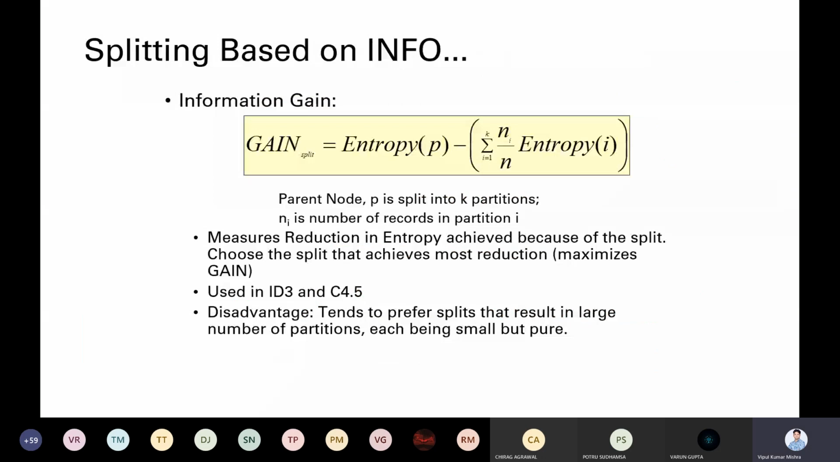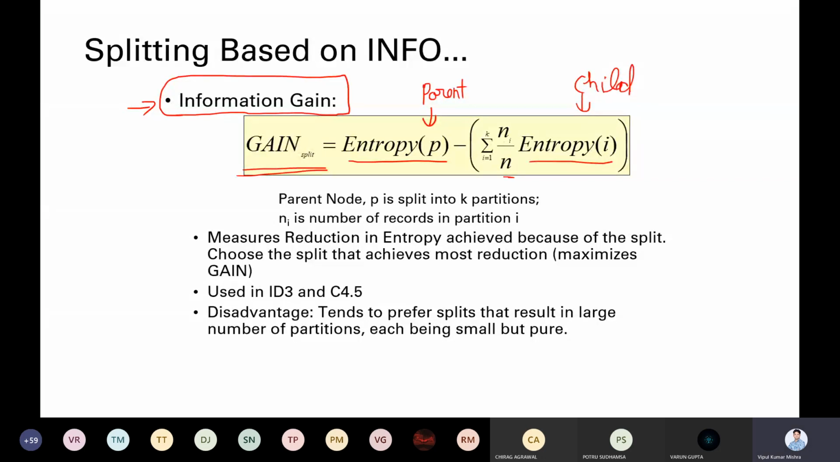Okay. So now in case of entropy, how do you compute information gain? You have to compute information gain from individual nodes, and that decides the splitting. That is entropy of P minus the weighted sum of entropy of I. So what is P, what is I? This is the entropy of the parent node, and this is the weighted sum of each child node.